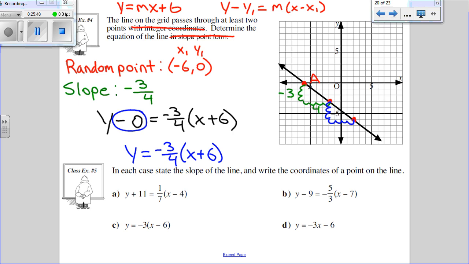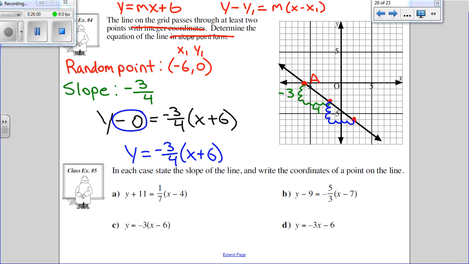That's creating an equation from a graph. It's the exact same thing we're doing with slope-intercept. It's just you have a slope and a point. No y-intercept. Last example, they want you to look at those equations and write out what the slope is and write out what the point is on that.